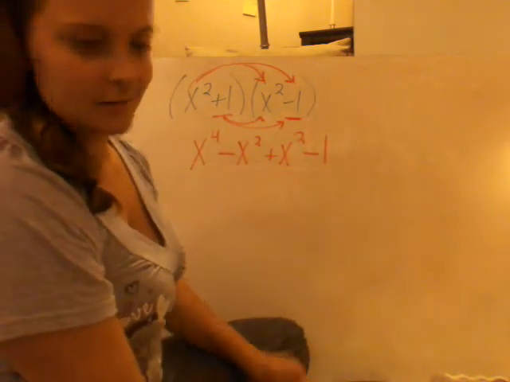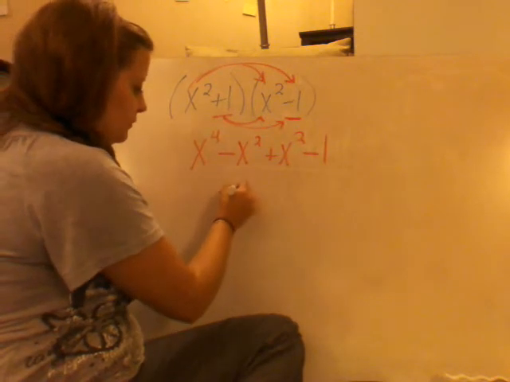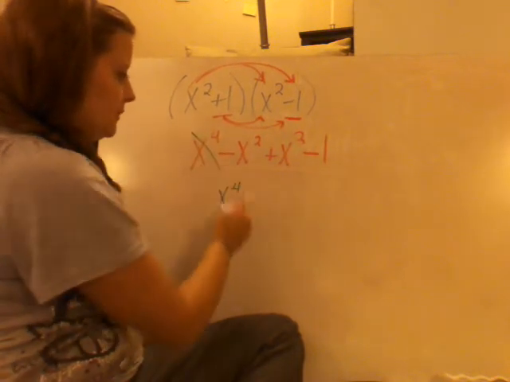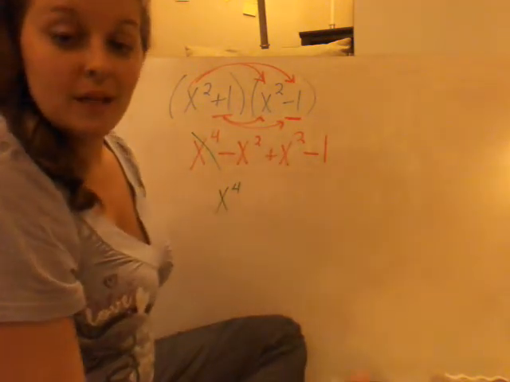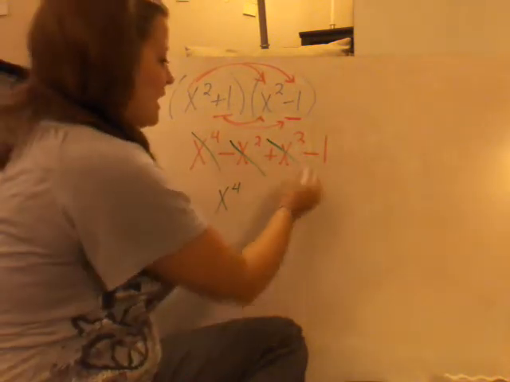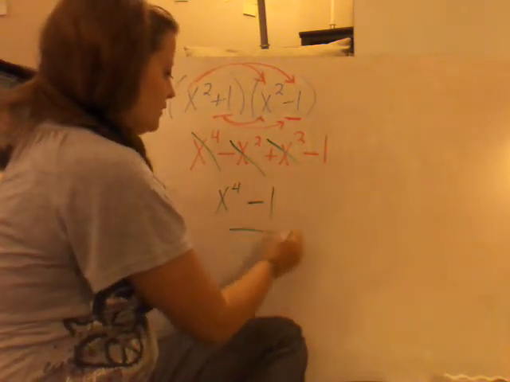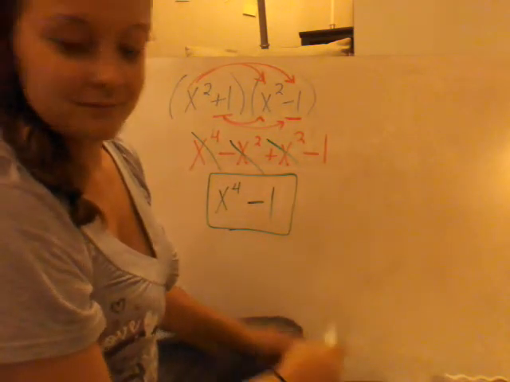Oh, but we're not done. So now I've got my x to the 4th power, right? Gone. Negative x squared plus a positive x squared. They cancel each other out. I don't even got to write anything down. And I've got my -1 left. Ta-da! Alright.